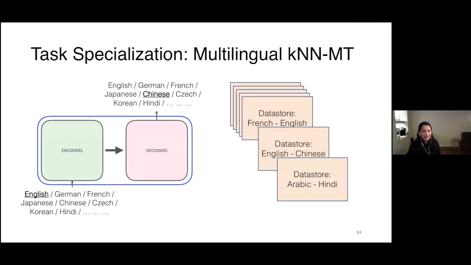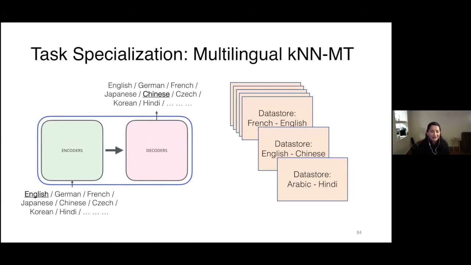So to verify this hypothesis, we used CAN-NMT with the multilingual model and provided just language-specific data stores. So in this way, we're still getting the benefits of transfer from training the multilingual model while focusing on the specific language pair that we care about. You can think of this as task specialization, where the model is trained to perform many different tasks, and the nearest neighbor component helps the model to especially adapt to the specific task at hand.